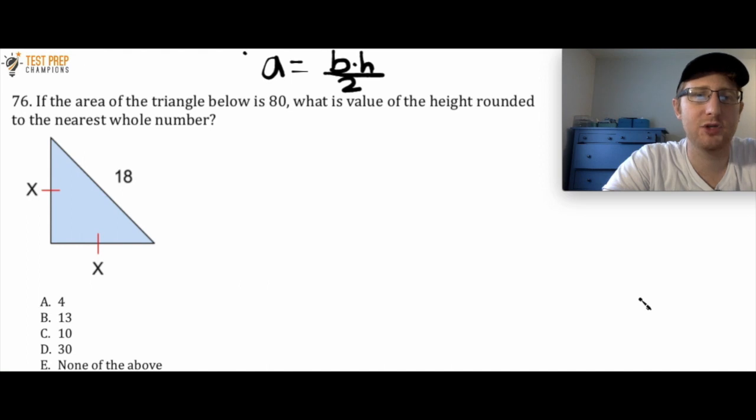If the area of the triangle below is 80, what is the value of the height rounded to the nearest whole number? And I've given you the formula for the area of a triangle here. It's area of the triangle equals base times height divided by 2. Sometimes people write this as area equals half times base times height, however you want to think about it.